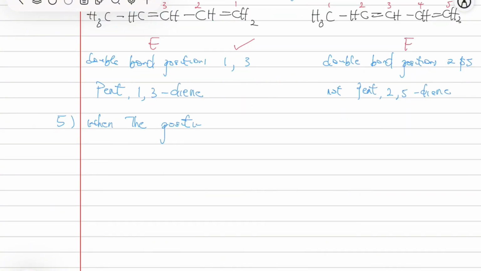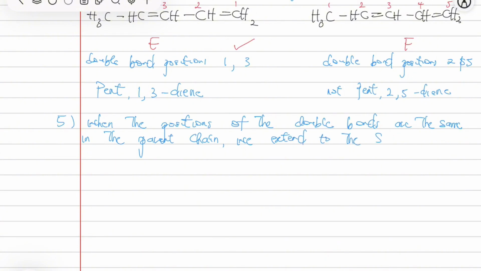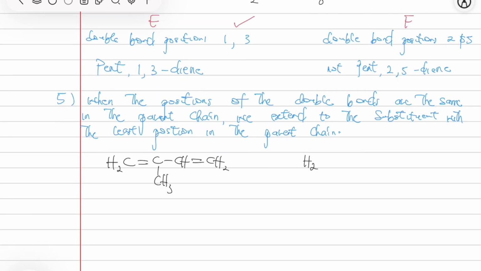Another important rule we must observe in naming an alkene is when the positions of the double bond are the same in the parent chain, then what we have to do is to give preference to the substituent with the least position in the parent chain. Let us examine these examples below. Compounds G and H are identical compounds. What differentiates compound G and H is still the method of numbering.